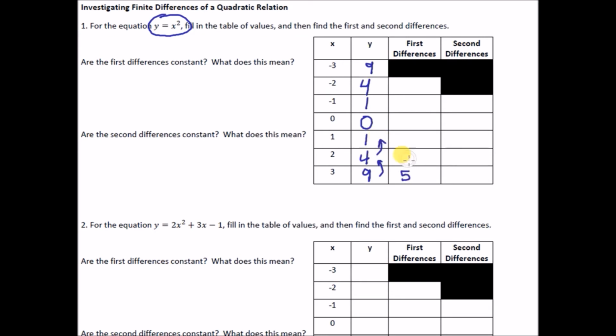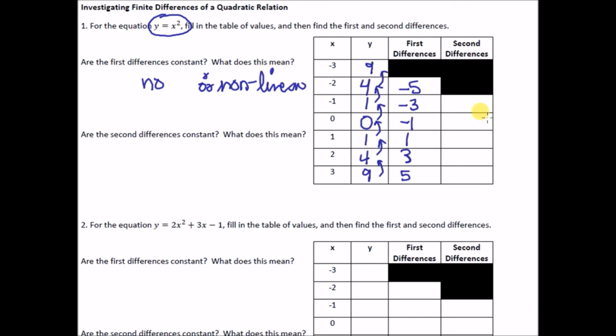9 minus 4 is 5. 4 minus 1 is 3. 1 minus 0 is 1. 0 minus 1 is negative 1. 1 minus 4 is negative 3. 4 minus 9 is negative 5. So, are the first differences constant? No. What does this mean? Therefore, non-linear.